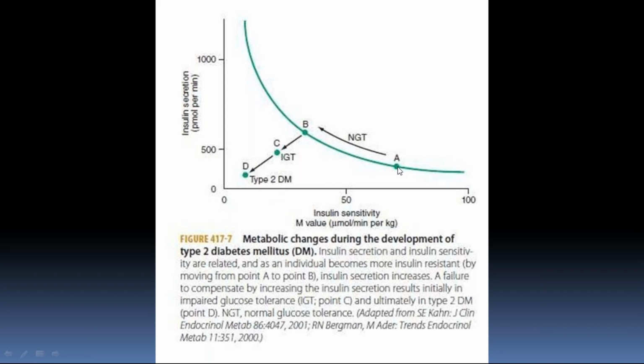So here we can see there's a normal glucose tolerance, and as it progresses from A to B, there's a normal glucose tolerance, and from B to C there is impaired glucose tolerance, and then there is overt type 2 diabetes mellitus. So as the insulin sensitivity is decreasing and the insulin secretion is increasing, the patient from B to C to D goes into overt diabetes mellitus.